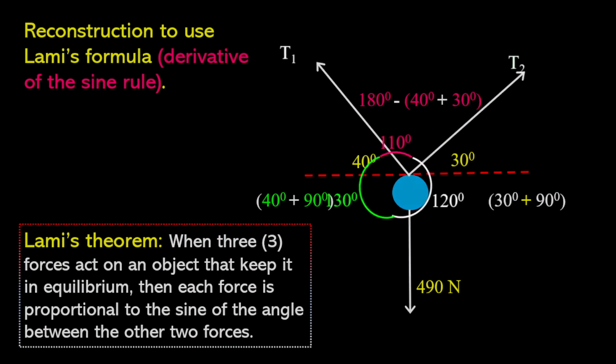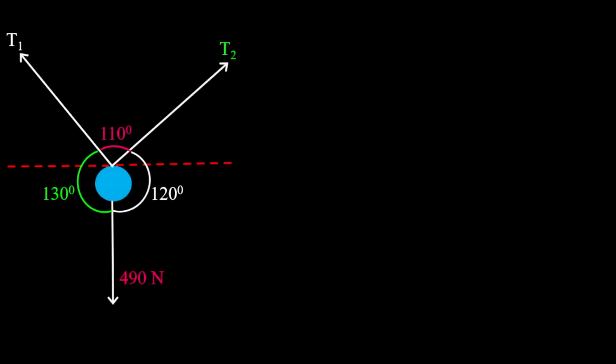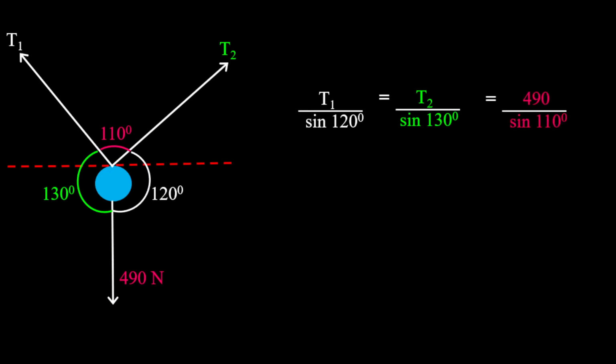Once you have all three angles, we can apply them to the formula. Based on the concepts of Lami, we look at the angle versus the opposite force to that angle. Taking, for example, T1, T1 is opposite to 120. So T1 divided by sine 120 degrees must equal T2 divided by sine 130 degrees. Again, notice that T2 is opposite to sine 130. Similarly, this is equal to 490 newtons divided by sine 110 degrees. From this we can solve for T1 and T2.